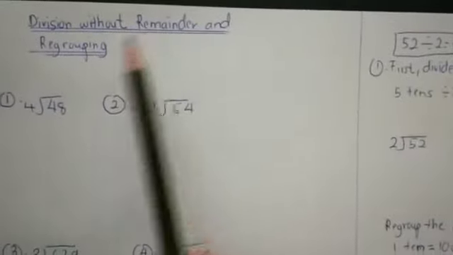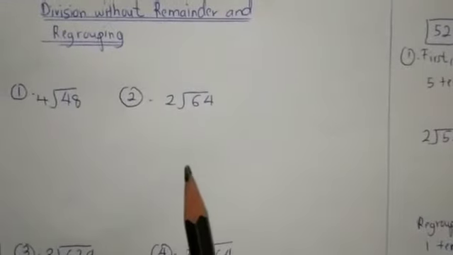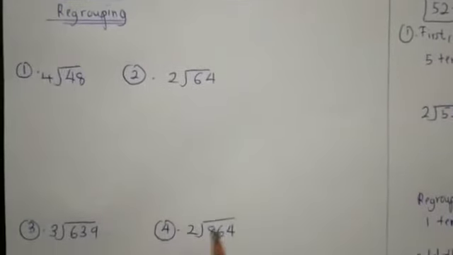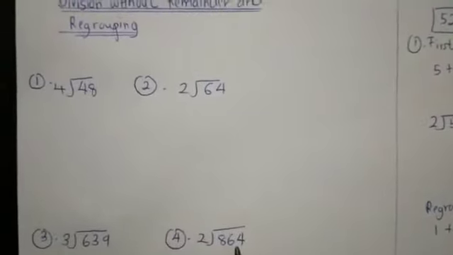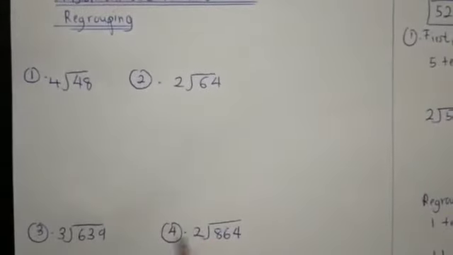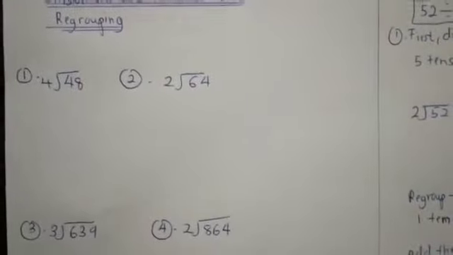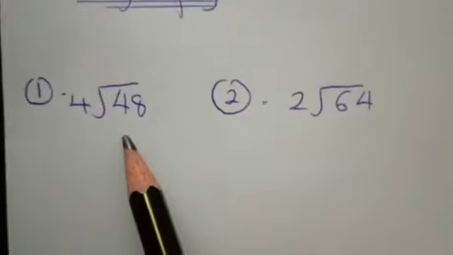Hello students, today you're going to learn about division without remainder and regrouping. Your lesson objective today is to divide a 2-digit or 3-digit number by a 1-digit number without remainder and regrouping using long division. Okay, let's look at this first example.